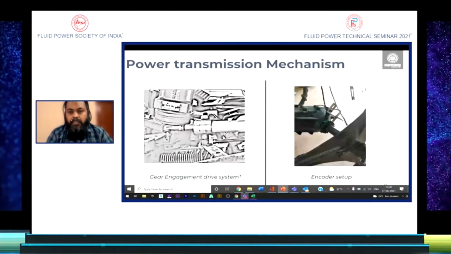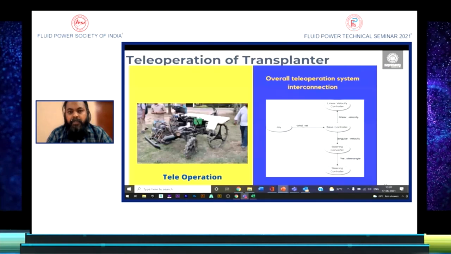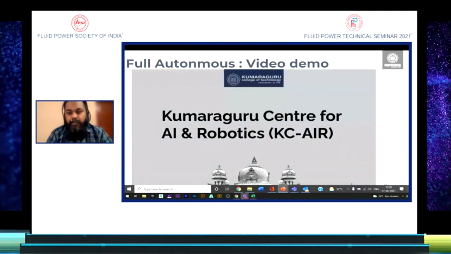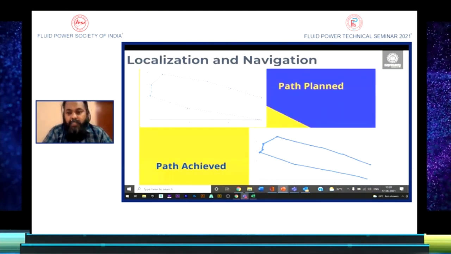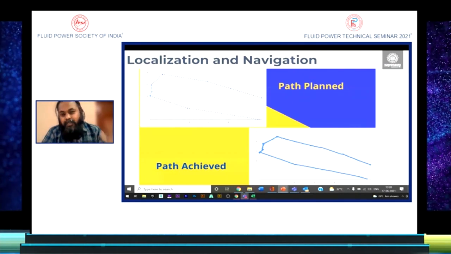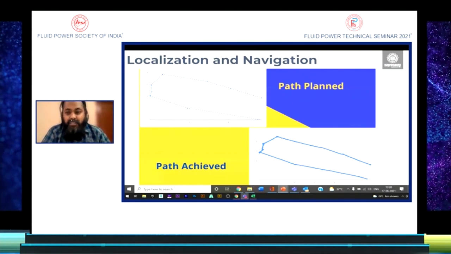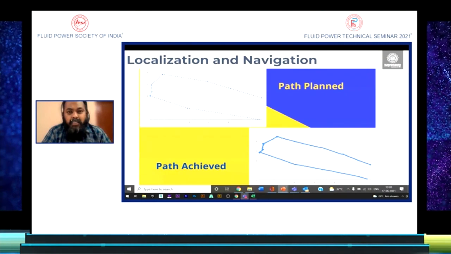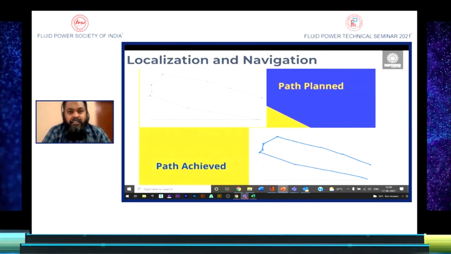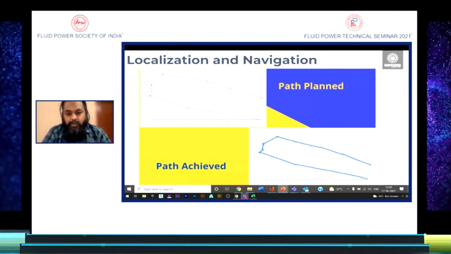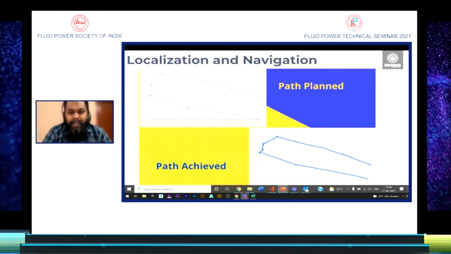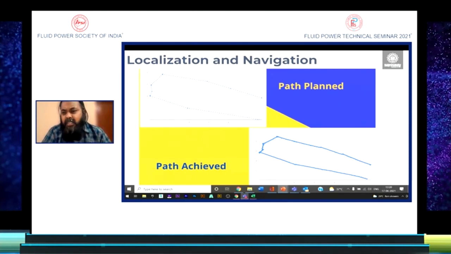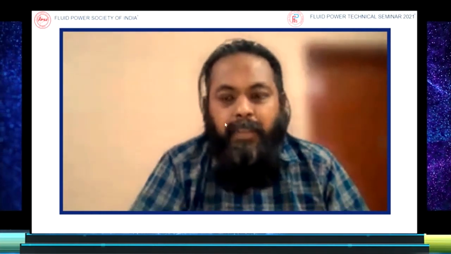Okay. So, with this setup, we have completed a fully autonomous system. Now with the sample result which I wanted to show you, the top one on the left-hand side is the path planned, about 10x distance, and the bottom one is the path achieved. Of course, we could not achieve 100%, but it almost followed the path that we had given.